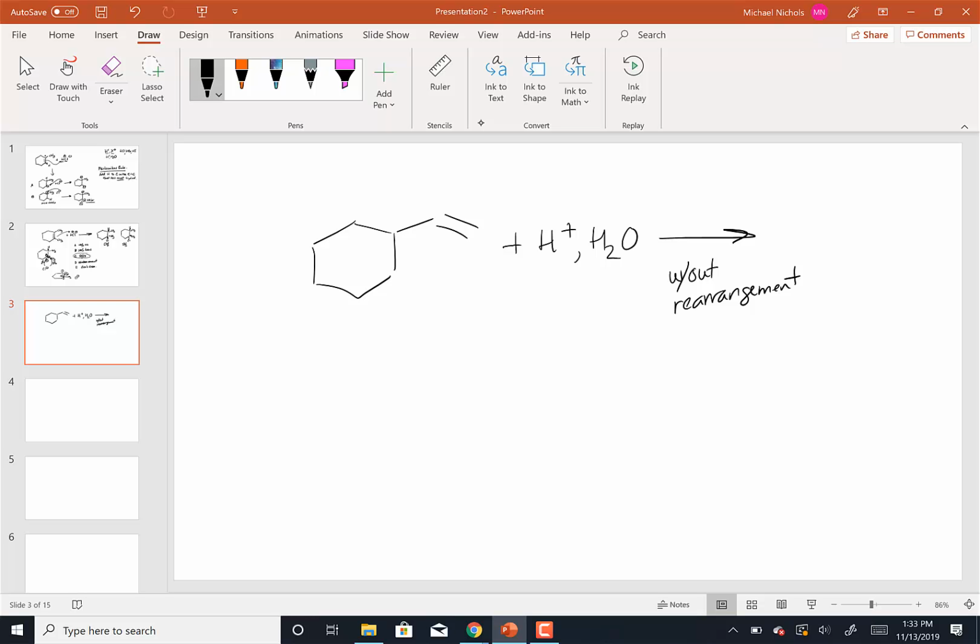And then when you figure it out without rearrangement, what would be the product with rearrangement?